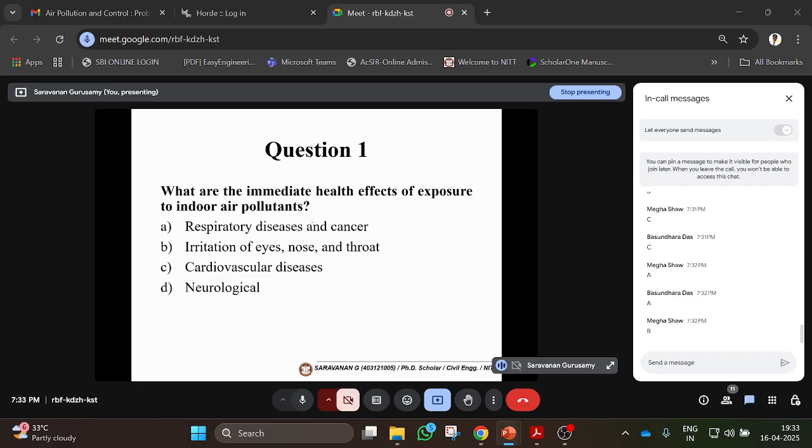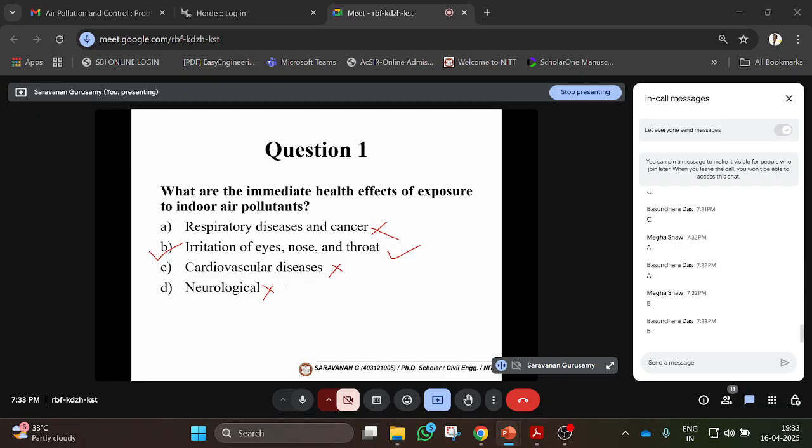So again, we are moving to the eighth week. What are the immediate health effects of exposure to indoor air pollutants? Respiratory disease and cancer are long-term effects. Cardiovascular is also a long-term effect. Neurological is also a long-term effect. Irritation of the eyes, nose, and throat is the immediate effect.